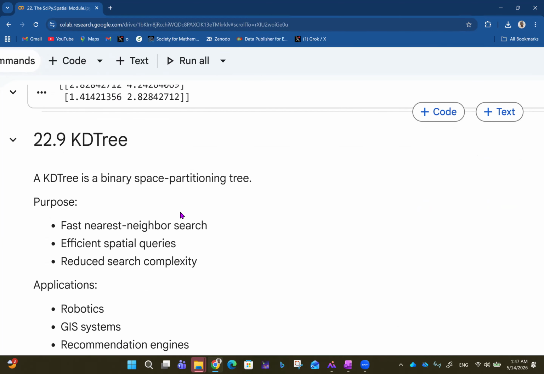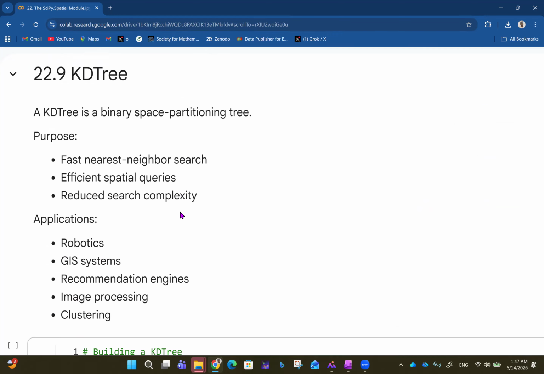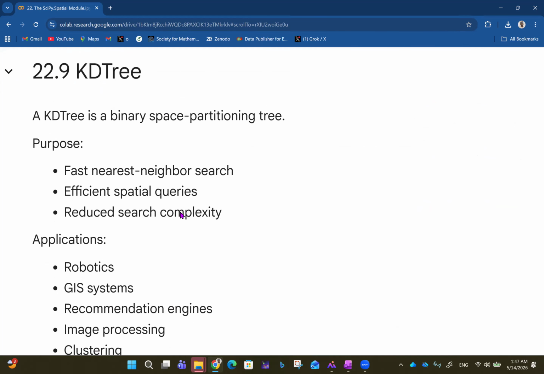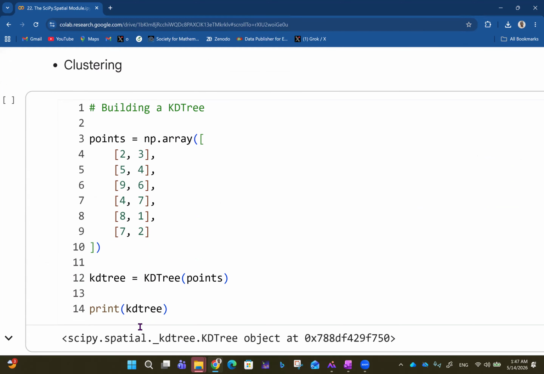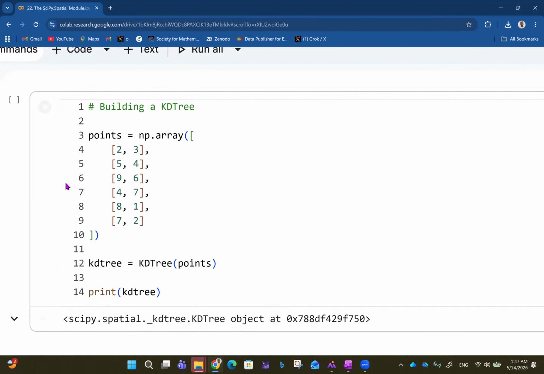All right, so we have KDTree. A KDTree is a binary space partitioning tree, and the purpose is fast nearest neighbor search, efficient spatial queries, and reduced search complexity. Applications are in robotics, GIS systems, recommendation engines, image processing, and of course clustering. So if you're building a KD tree now and you have points (2,3), (5,4), (9,6), (4,7), (8,1), (7,2).